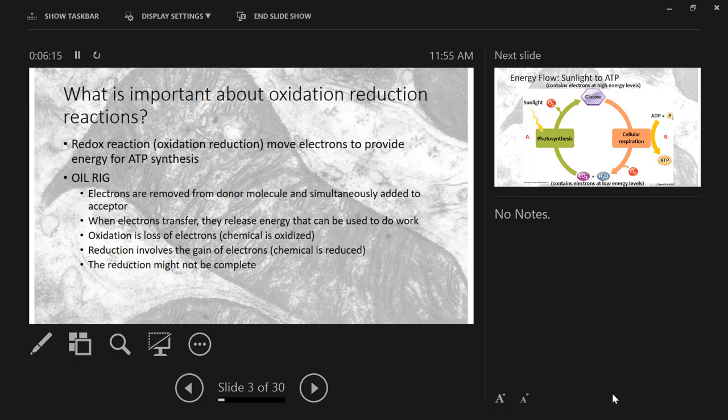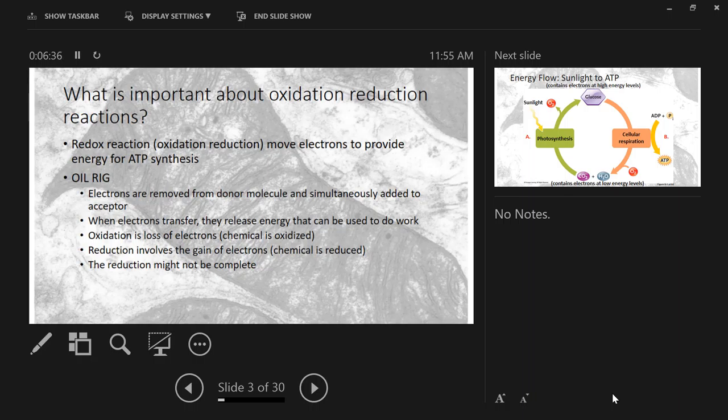It hasn't lost the electrons. It still has a complete valence shell, but the electrons are spending a lot more time with the oxygen than they are with the carbon, okay? So this oxidation, the reduction, it may be incomplete, okay? Where it's not a complete loss, it's not a complete gain, but it's a partial loss, partial gain.